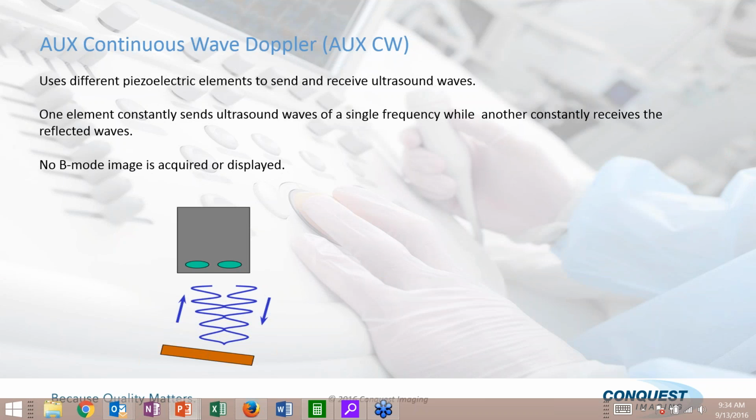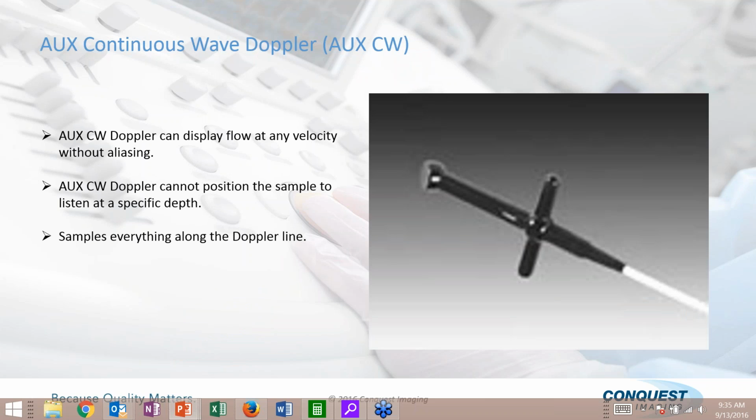There's another type of Doppler called auxiliary continuous wave. This is also referred to as blind Doppler. The reason it's called blind Doppler is that we're only doing Doppler. We do not have a two-dimensional image. This is what an auxiliary continuous wave transducer looks like. It's very small. It basically looks like a pencil. It's also called a PEDOF probe, P-E-D-O-F-F.